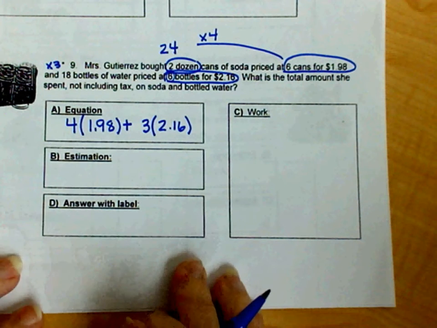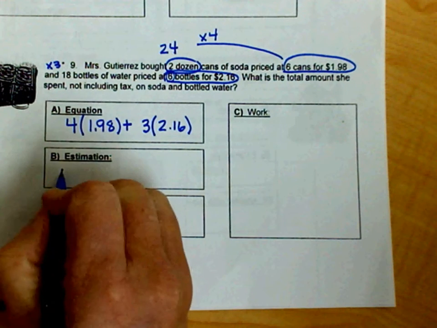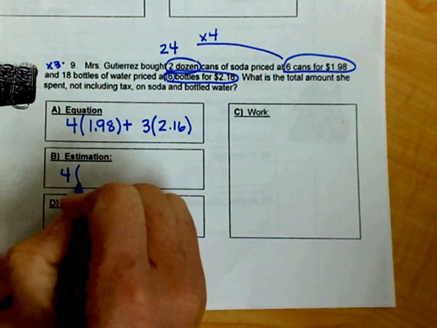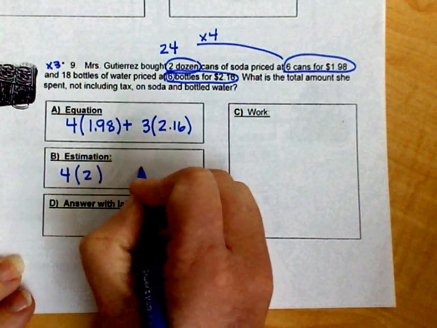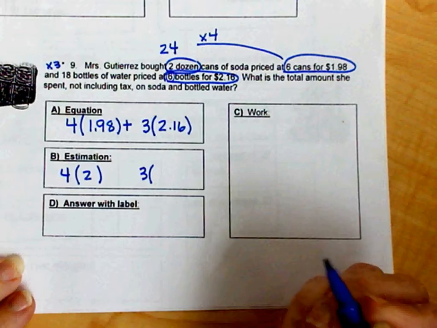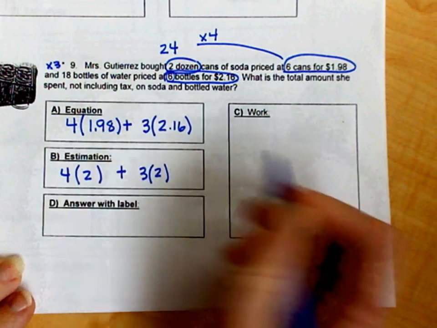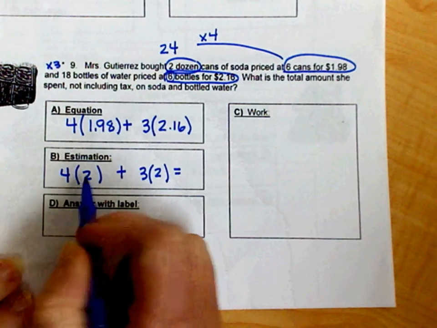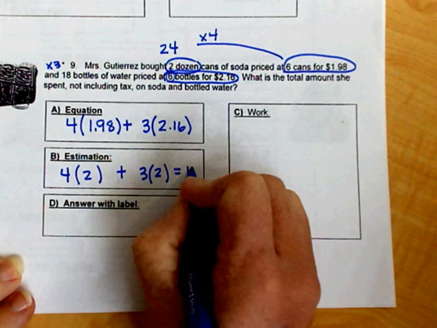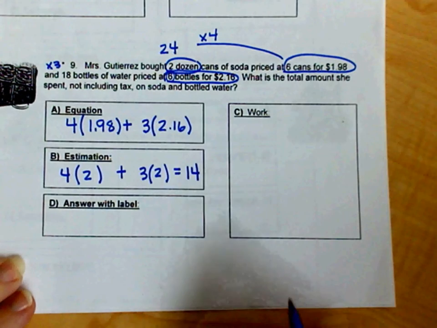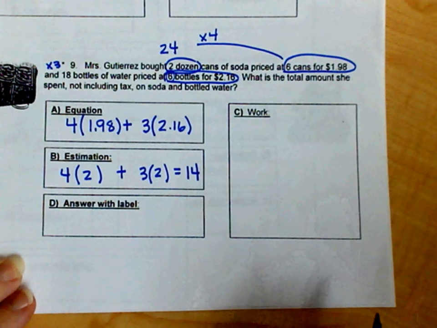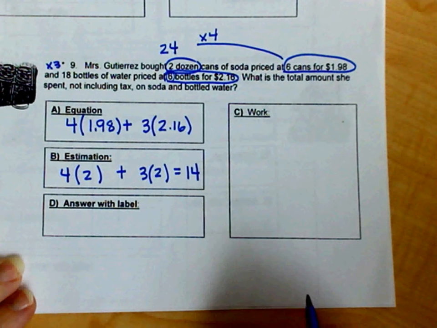If I do my estimation next, I'm going to round $1.98 to 2 whole dollars, and I'm going to round $2.16 to 2 whole dollars, and then add. When I look at this being 8 plus 6 more, I end up with 14. So I'm looking at about $14 as an estimated cost.